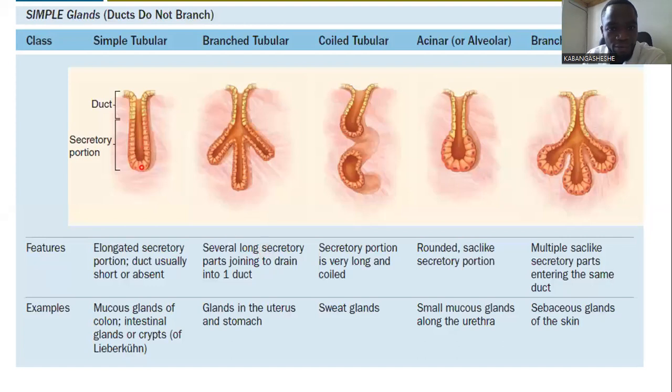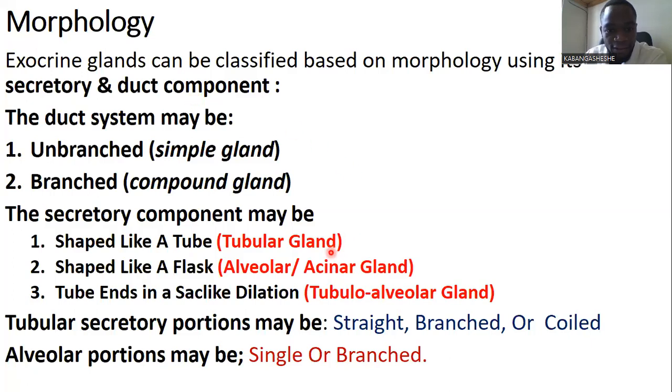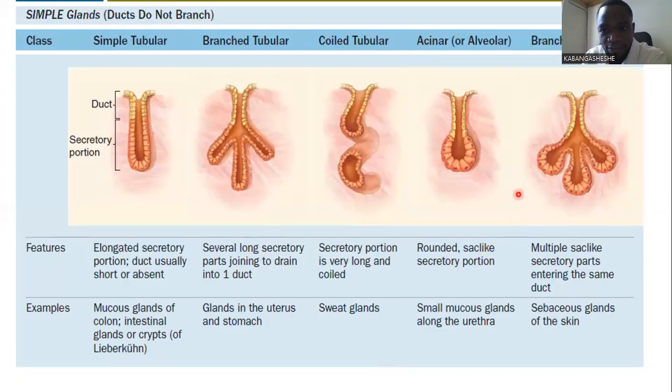So this is a tube and this is a cup. This one, which appears like a cup, we call alveolar or acinar glands. The one that appears like a tube, we call tubular glands. Now, if the gland is alveolar, it's more like a cup. It's either going to be single or branched. So it can be one cup at the bottom or several cups.